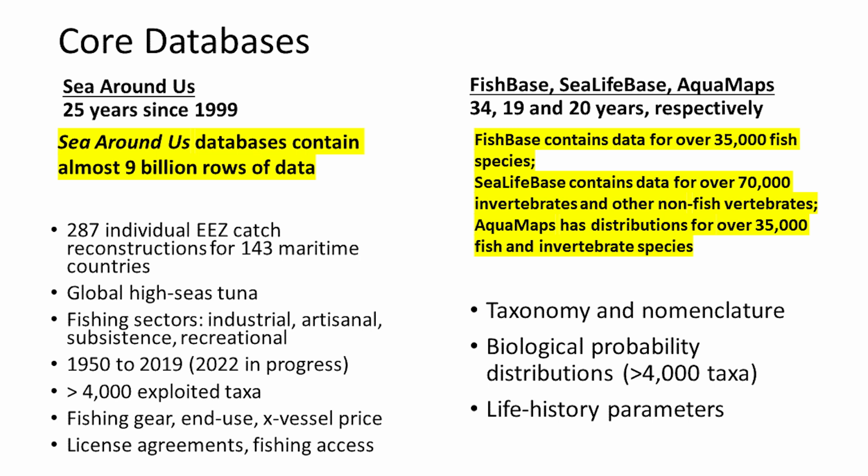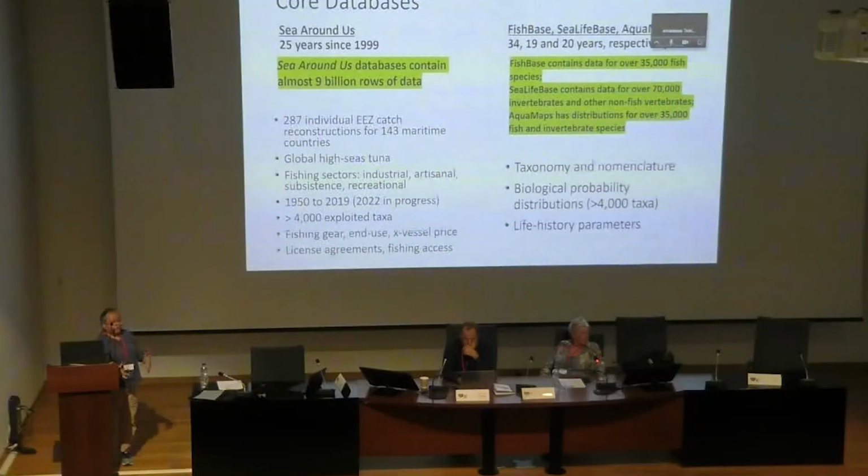And then FishBase and SeaLifeBase and AquaMaps help us actually in all of these reconstructions because they provide the taxonomy nomenclature, the biological probability distributions, and life history parameters. So without FishBase and SeaLifeBase and AquaMaps, the way that we reconstruct the capture fisheries will be very difficult.